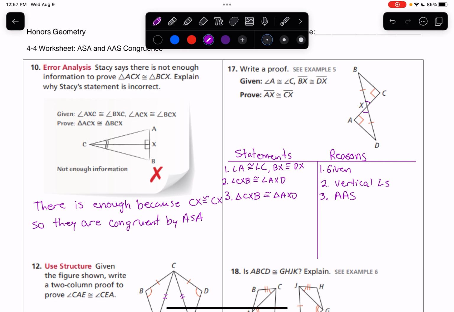And now that I know the triangles are congruent by angle, angle, side, I can say that individual pieces of those triangles are congruent to each other because corresponding parts of congruent triangles are congruent. So I can go on to finish the proof and say, all right, my proof statement, AX is congruent to CX because of CPCTC. Doesn't really matter what order you write it. Just like that, corresponding parts of congruent triangles are congruent, and we are done there.